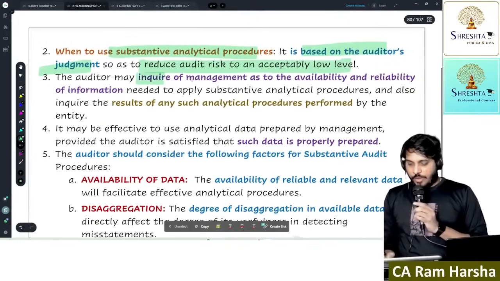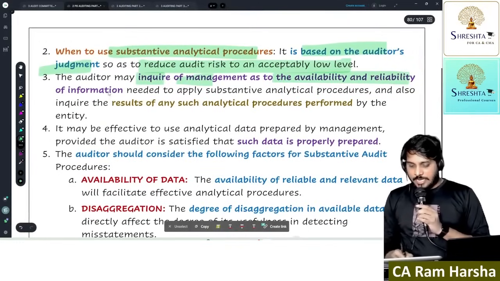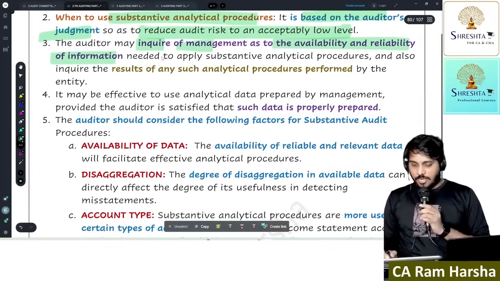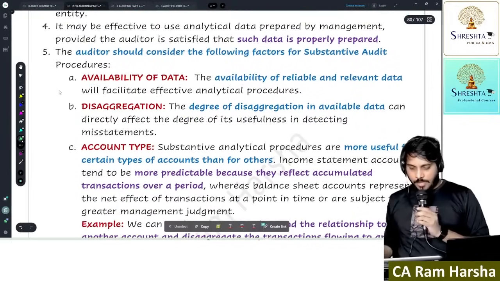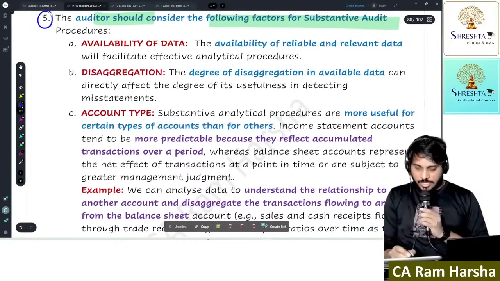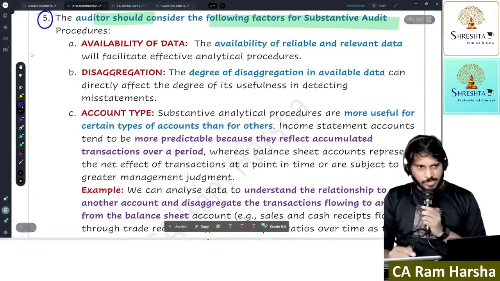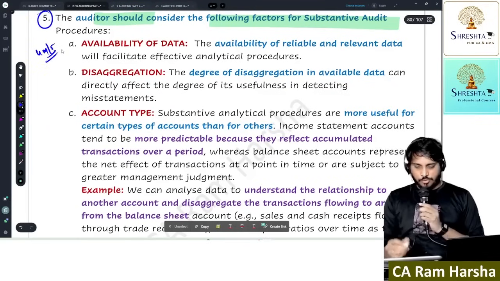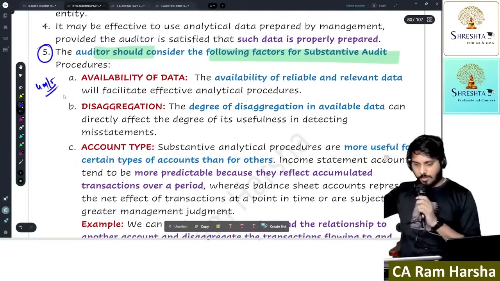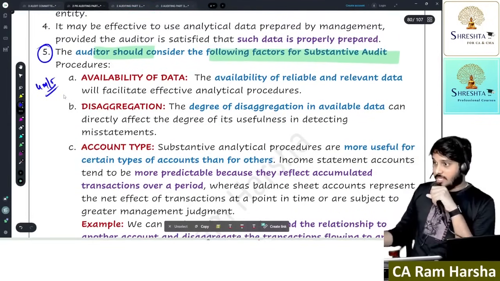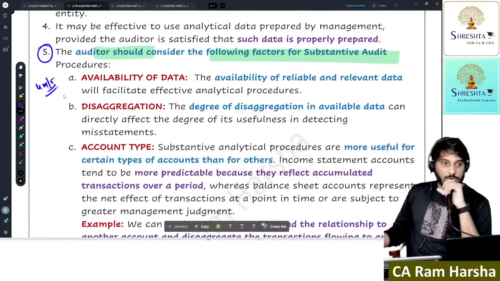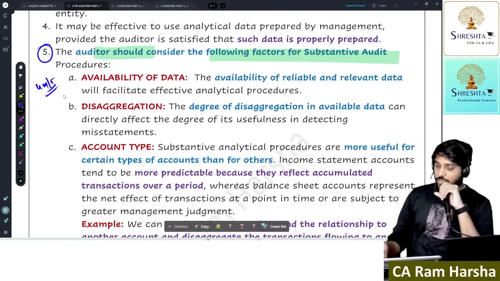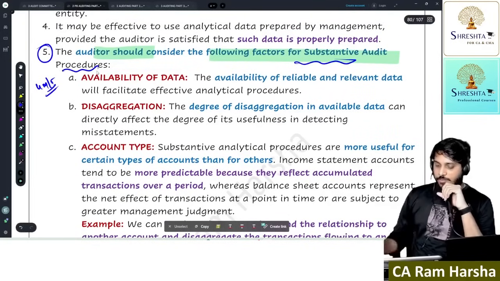The auditor may inquire of management regarding the availability and reliability of the information in order to apply substantive analytical procedures, and the result of that analytical procedure. The auditor should consider the following factors for substantive analytical procedure. This question has been asked in the last attempt, I think, or the one before. For 4 or 5 marks they have asked. What are the factors the auditor should consider for substantive procedures?